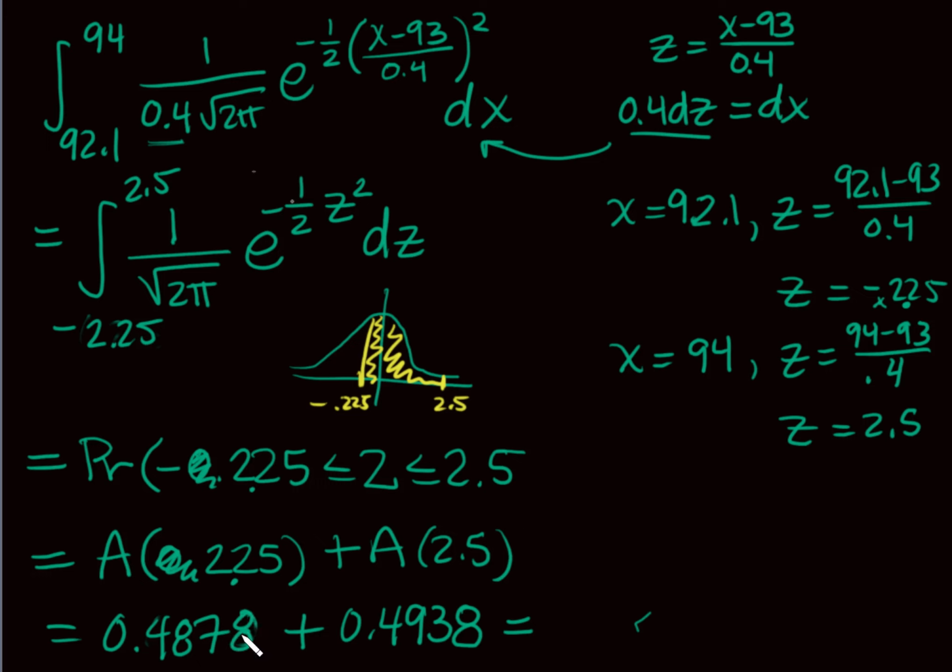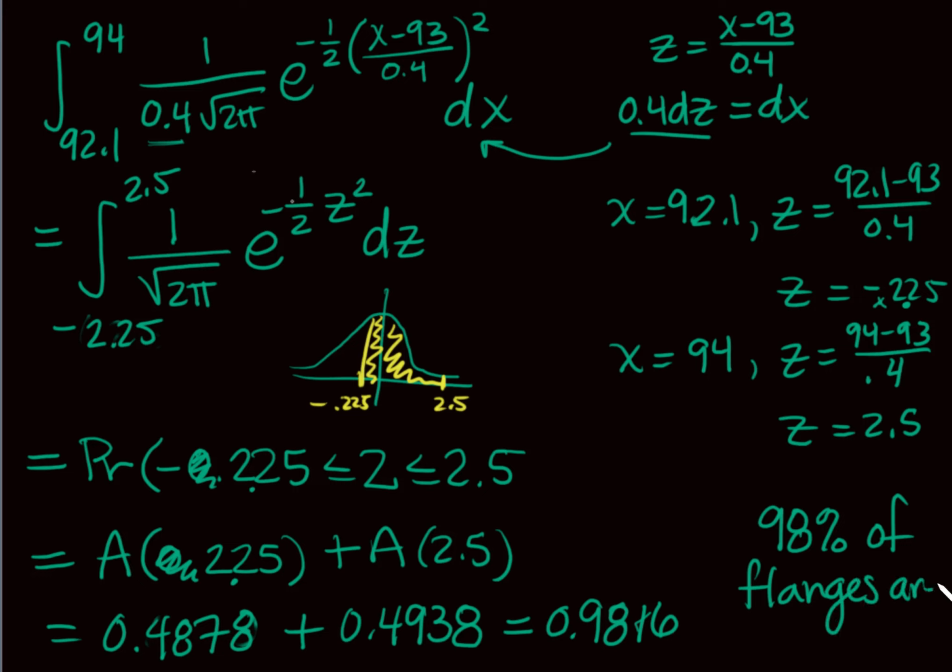All right, so look at what we get here. I'm going to take 0.4878 plus 0.4938. It's going to be pretty close to 1, you guys. We get 0.9816. What did that all mean? I don't know after all that. 98% of the flanges, whatever you call them, are acceptable, or are in between the 92 and the 94, of acceptable length.